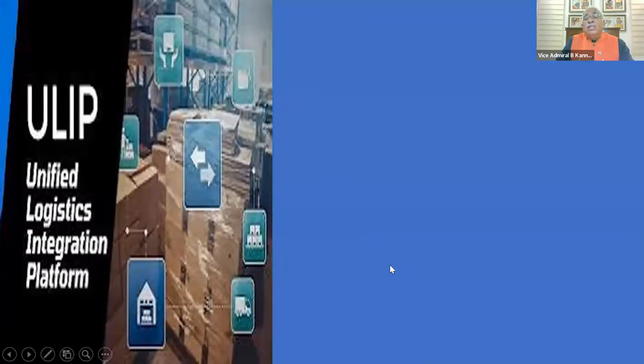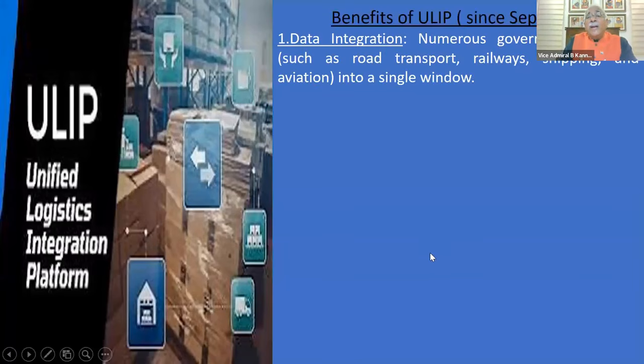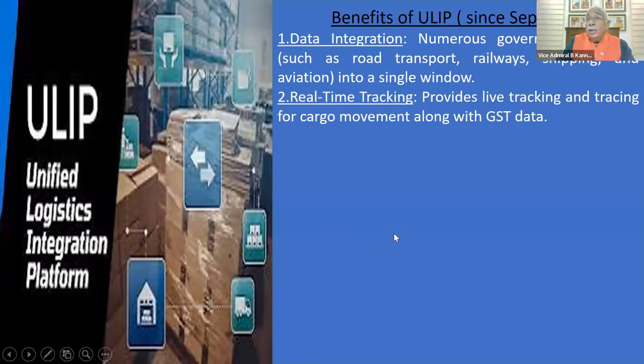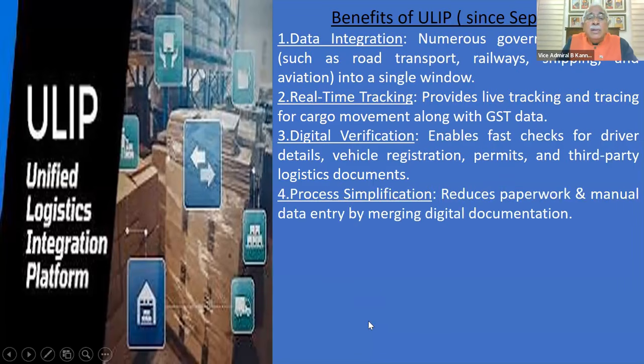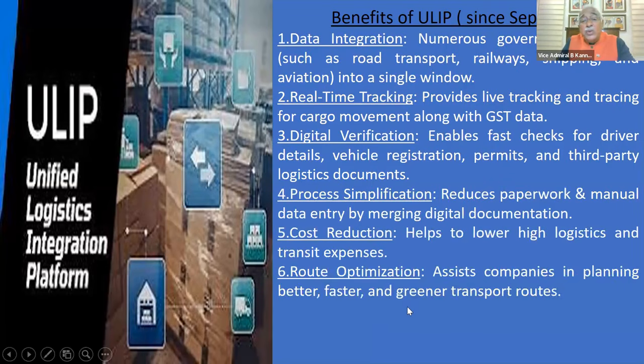So this ULIP, which is just started about 3 years back, it gives you data integration. You're able to do real-time tracking because GPS is fitted on all trucks, and that data you can get through GPS, and the goods which are there is known in GST. So you're able to link all that. Digital verification is possible when the vehicle comes on the other side. His registration number and other documents are all on digital network. So it becomes easy, faster. Authorities are able to clear the truck in shorter time. It is much more simplified. Cost is reduced. And even the routes are getting optimized so that they reach the destination in a shorter time.